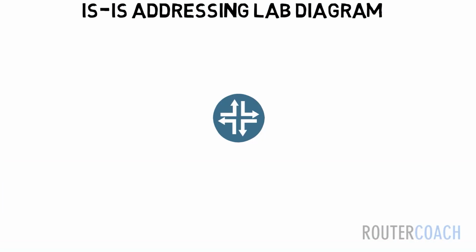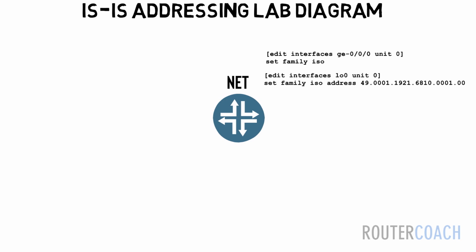If you're not used to it, then IS to IS addressing might take you a bit by surprise. ISIS uses a network entity title or a NET address to identify the router, and we're only going to be looking at these in terms of IP. To configure ISIS, we must enable it on the interface and configure a NET address on one of our interfaces, usually the loopback 0 interface.